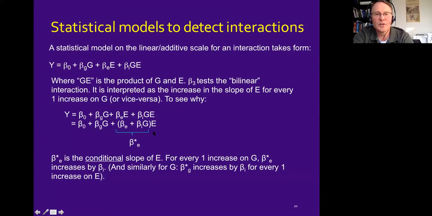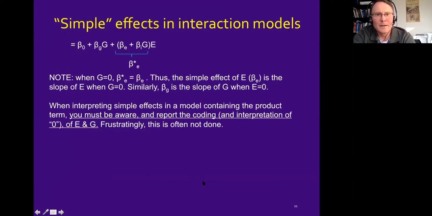And you can see that just pretty simply by rearrangement of terms here. If you take the two terms containing E and you take that out, the predicted Y is the intercept plus the effect of G plus a conditional slope of E, which is beta E plus beta I times G. So beta star E is the slope, therefore, when G is 0. It's the slope of E when G is 0, and that slope will increase by beta I for every 1 increase in G. So that's what I say here again. When G is 0, beta star E is just equal to beta E.